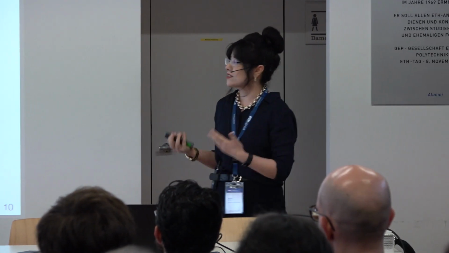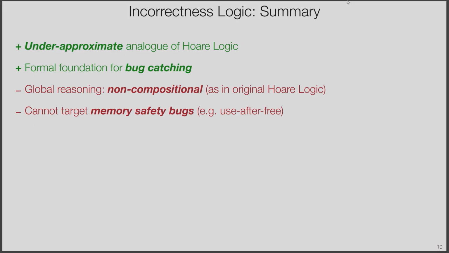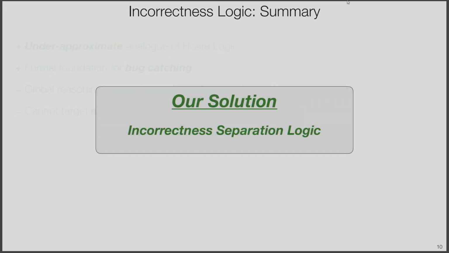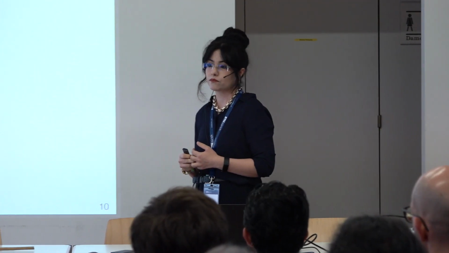You know, Hoare logic is great, but it only allows you to do global reasoning as a whole program. You can't have this compositional reasoning style that we really like in this community. And also you can't reason about things like memory safety bugs. So that's when I kind of joined Peter O'Hearn. I started doing some consultancy at Facebook at that time, so we started developing incorrectness separation logic together.